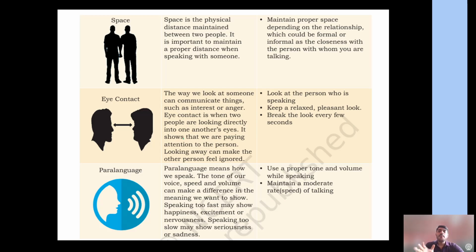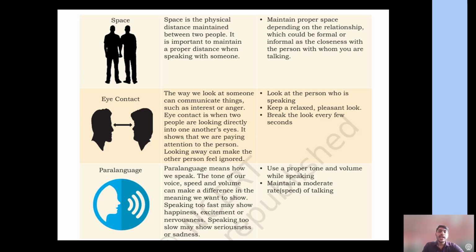Maintain the proper space depending on the relationship, which could be formal or informal. You should have a proper space depending on whether the relationship is formal or informal. Based on that, you should maintain your space.